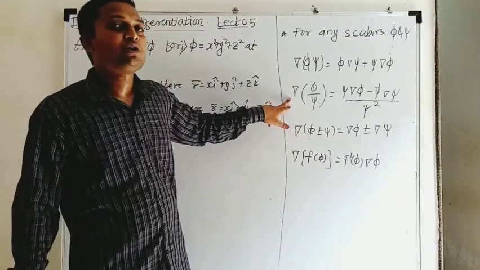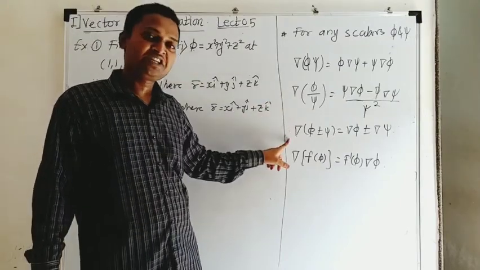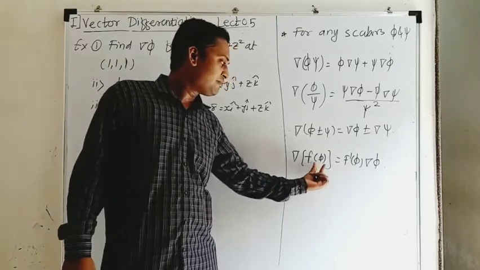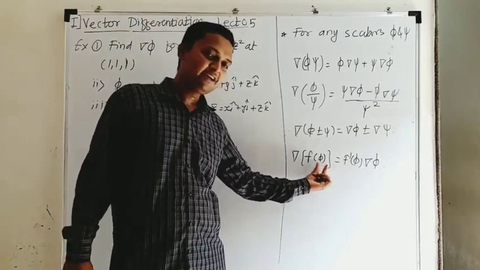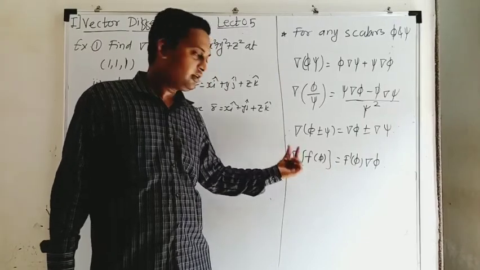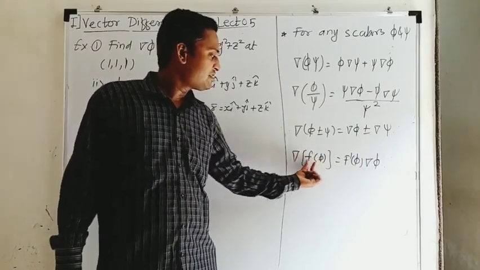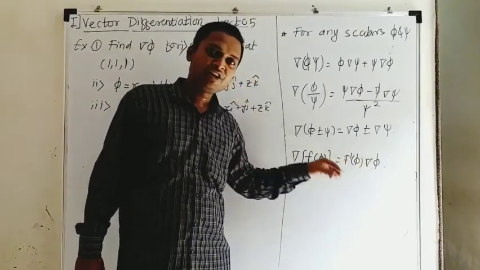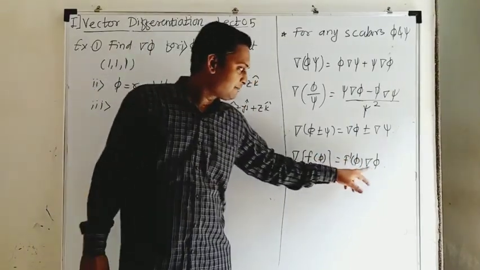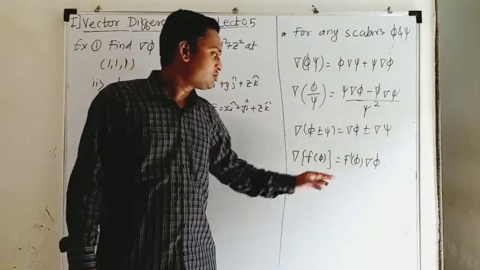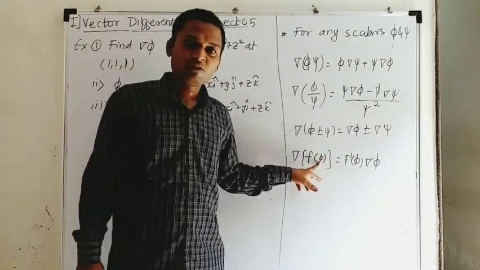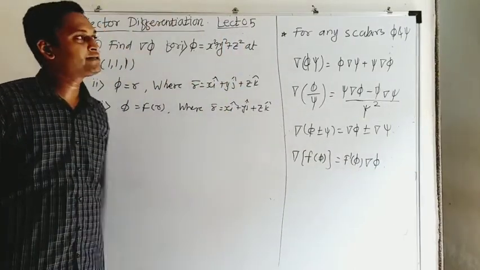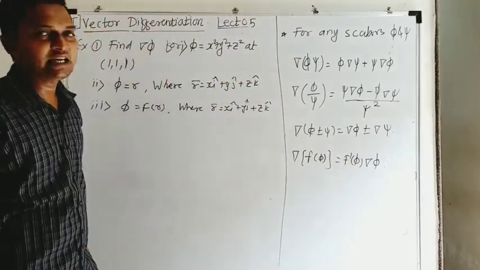It follows the quotient rule also, like differentiation. It follows the addition and subtraction rule also, and it follows the chain rule also. If we have a composite function, if f is a function of phi, and we are calculating del of that function, then very first we differentiate that function, that is f dash of phi, which is the ordinary derivative d by d phi, and then del phi, the gradient. So first you differentiate the function, then whatever variable you have, you calculate its gradient. This is how we can apply these rules in examples while doing the calculation.